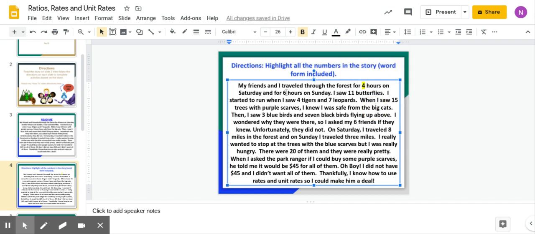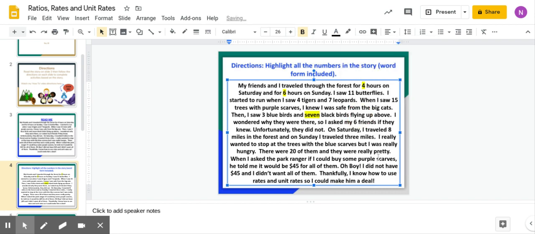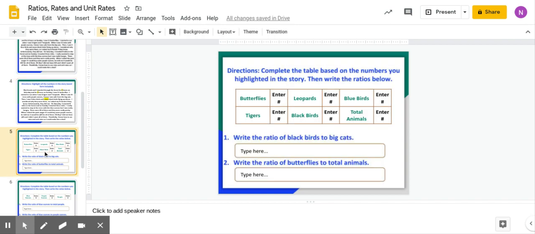So, there's a number. All right, here's another number. I'm going to use my highlight tool. Right, it's up here, highlight, and word form included. So as I read, I'm going to look here at the birds. It says 7 blackbirds. That is 7, but it's in word form. So that is one I am also going to highlight. Any word form or number form of a number. Okay. Now, make sure when doing this that you get them all. All right. Then, next slide.